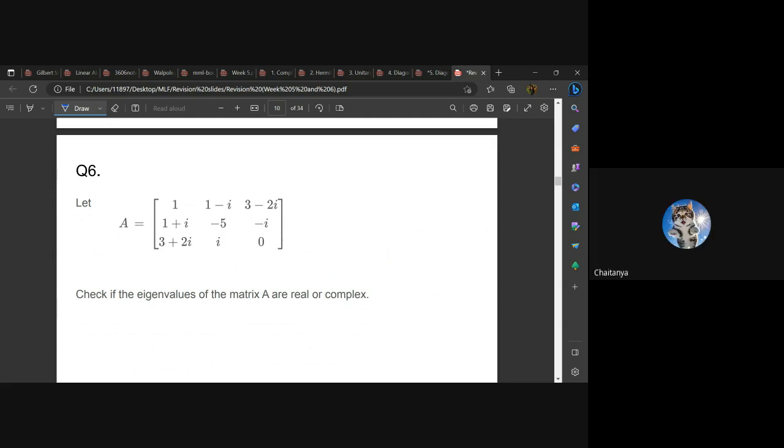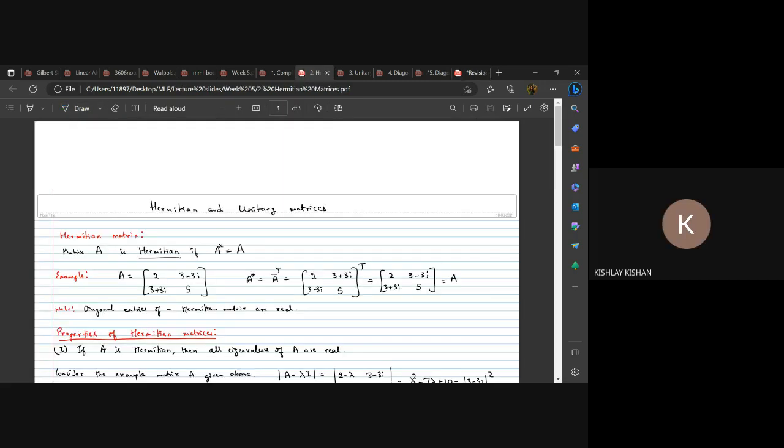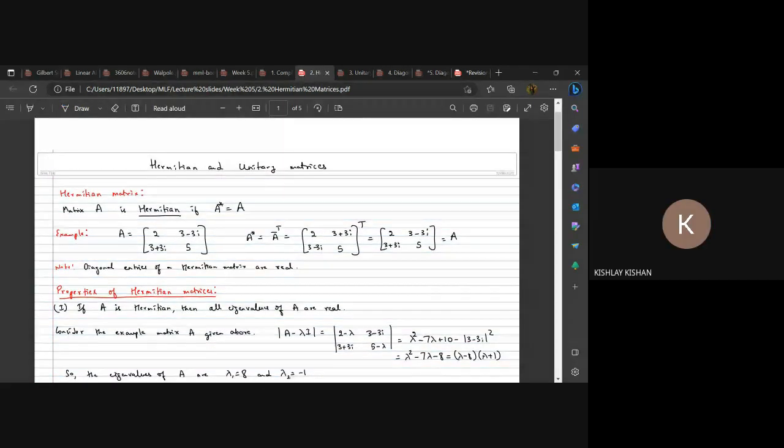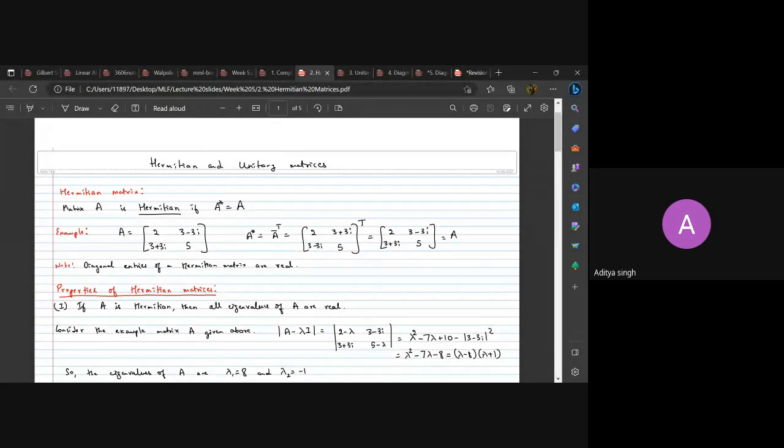And can you explain what conditions a matrix must satisfy to be Hermitian? I think there is only one condition: A star equals A. Basically, it is a symmetric matrix in complex form. Yes, all the eigenvalues of A are real. Madam, please explain.